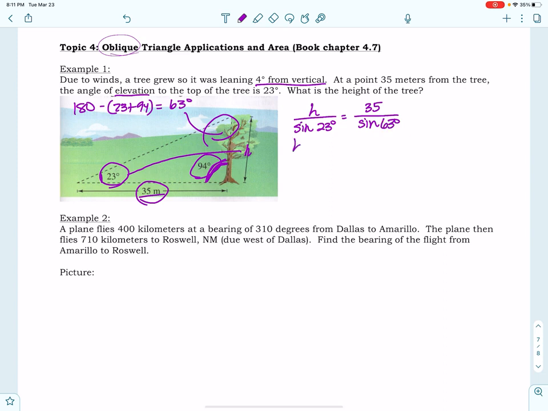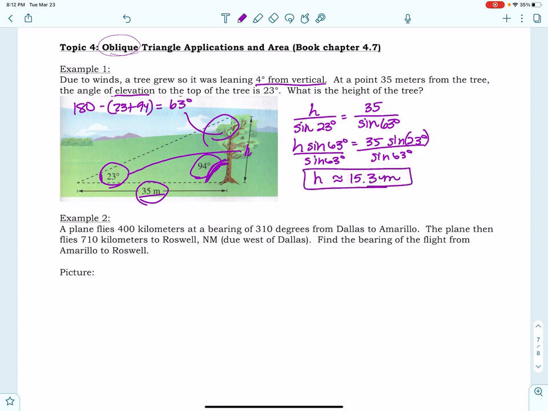Now I'm just going to cross multiply, and now I'm going to divide by the sine of 63. Easy peasy, lemon squeezy. Now we put this into our calculator. Just make sure you close those parentheses right there. What you end up getting is approximately 15.3 meters tall for the tree.